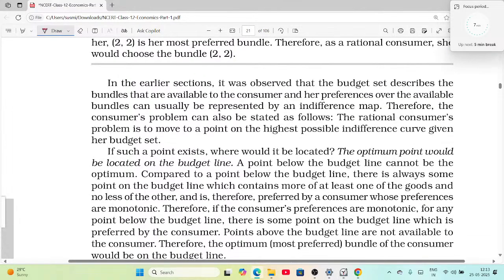In the earlier sections, it was observed that the budget set describes the bundles that are available to the consumer.